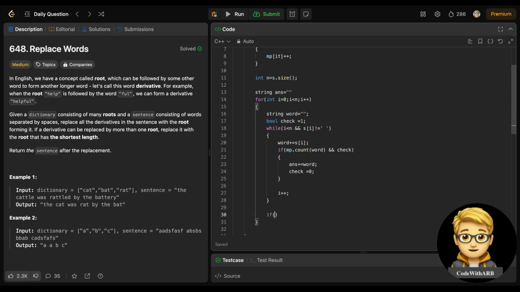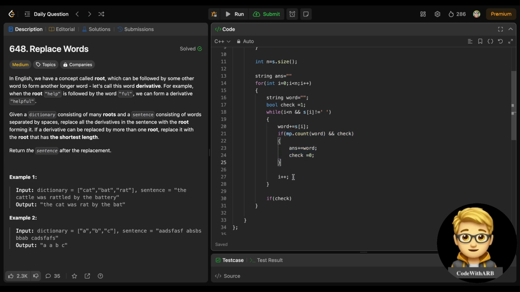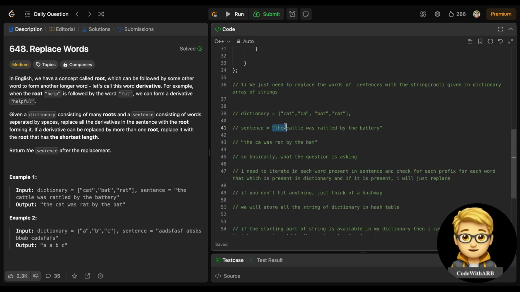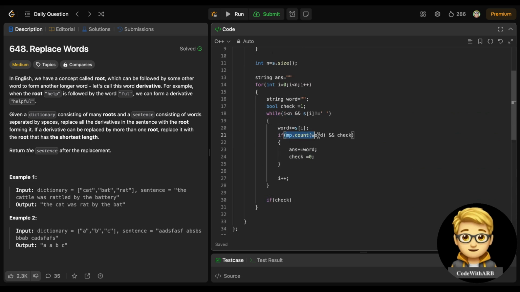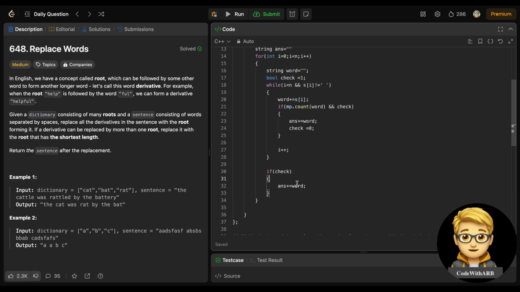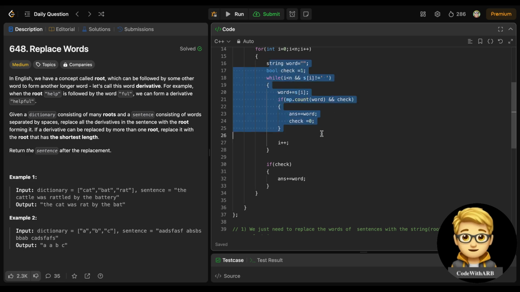After that, I need to also check one thing, whether I have got a word in my root or not. In the case of "the", when we are moving for the, I have not got any word present in my dictionary for the, right? So this check will never be zero. If the check is never zero, it means I need to insert that word in my answer, because that word is never replaced by any of the words in the dictionary. So this is how we did the implementation, thinking of every edge case.